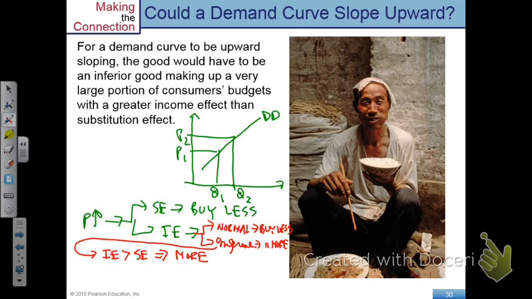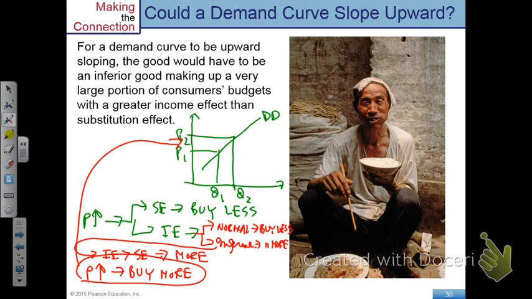Okay? And if I buy more when my price is going up, I am looking at a demand curve which looks like this. Right? Is this only a theoretical possibility, or are there empirical examples of this? The picture that you're looking at is an actual empirical example of a good for which when the price goes up, you buy more of that good. This good is called a Giffen good. So obviously notice that the Giffen good is clearly an inferior good.